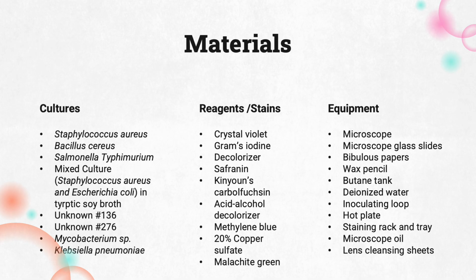The reagents and stains that we used included crystal violet, gram's iodine, decolorizer, safranin, Kinyoun's carbolfuchsin, acid alcohol decolorizer, methylene blue, 20% copper sulfate, and malachite green. For our equipment, we used a microscope, glass slides, bibulous papers, wax pencil, butane tank, deionized water, an inoculating loop, a hot plate, a staining rack and tray, microscope oil, and lens cleaning sheets.